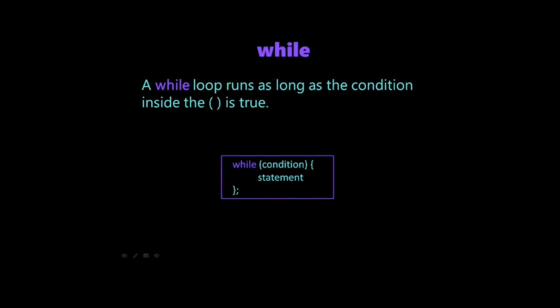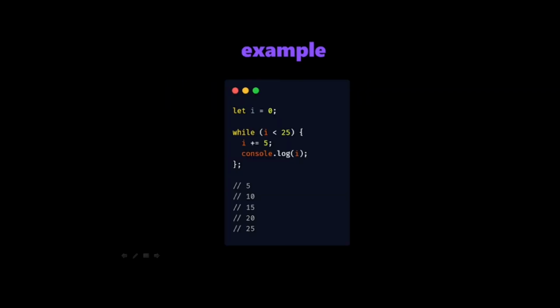A while loop runs as long as this condition is true. The example is the same as for do-while loop. We have variable i equals 0. We run it as long as i is less than 25. We increment by 5 and we print out the result.